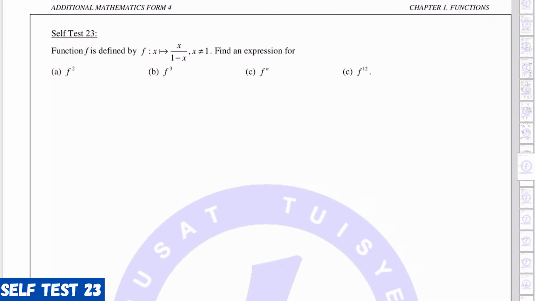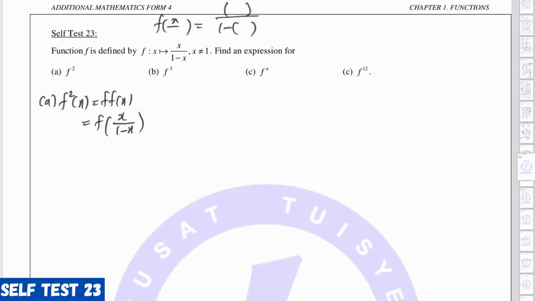Okay, for your self-test 23, a function f is defined by f(x) equals x over 1 minus x. So you're finding an expression of f2(x). So f2(x) means f(f(x)), okay? So we are putting f(x) inside f(x), x over 1 minus x, okay? Now the next thing is, remember, f(x) is x over 1 minus x. So whatever we put inside here, you must substitute accordingly. So this will be x over 1 minus x divided by 1 minus x over 1 minus x.